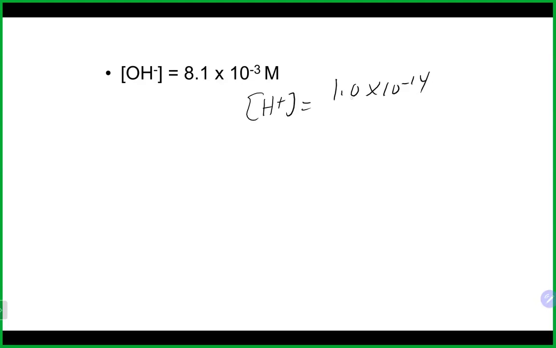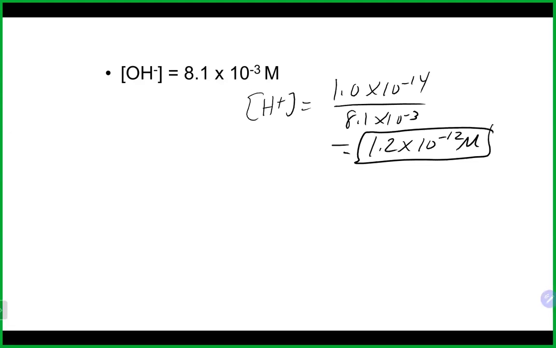And the last one on this problem was OH minus as well, 8.1 times 10 to the minus 3. Again, we're going to solve for the H plus: 1 times 10 to the minus 14 divided by 8.1 times 10 to the minus 3. Putting that in correctly into our calculator, that looks like 1.2 times 10 to the minus 12 in this case. Again, that would be molar.